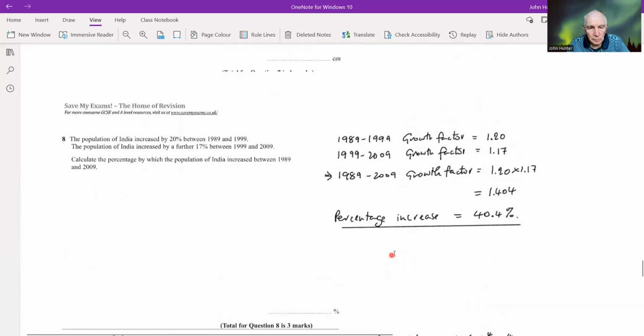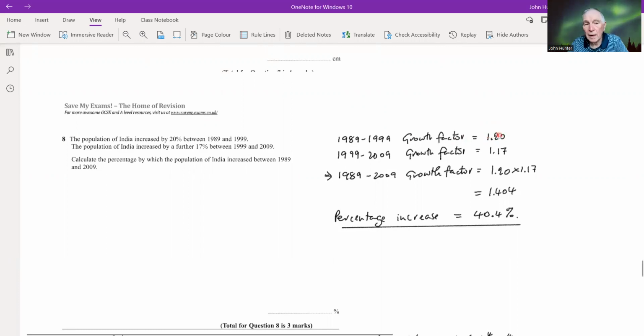Okay. The population of India increased by 20% between 1989 and 1999, and again by a further 17% over the next 10 years. Calculate the percentage by which the population of India increased over the whole 20-year period. So 1.2, 1.17. What we're best looking at with this sort of thing is the growth factor. The growth factor is the multiplicative number which, when we apply it to the original population, will give us the population at the end of that period.